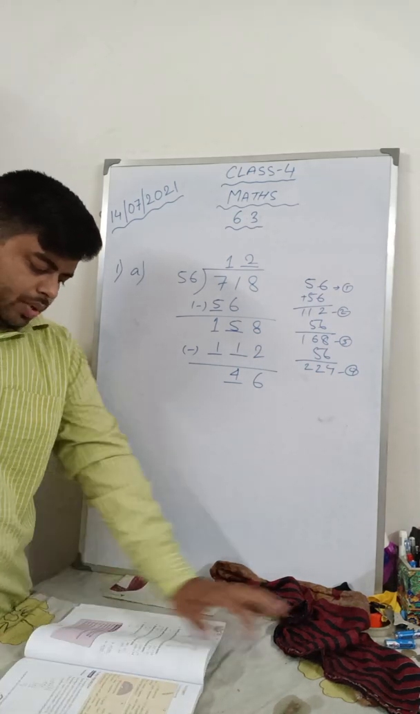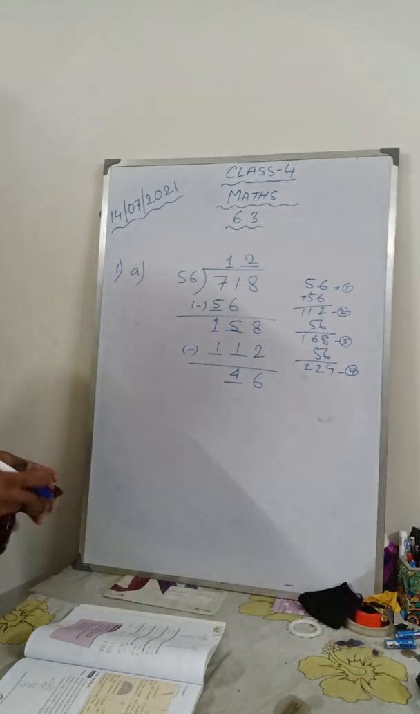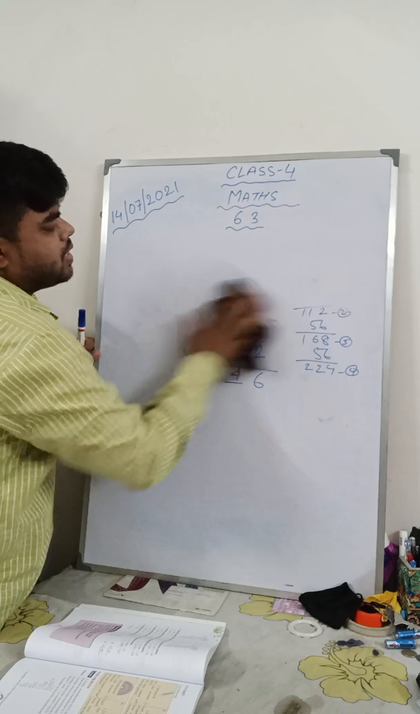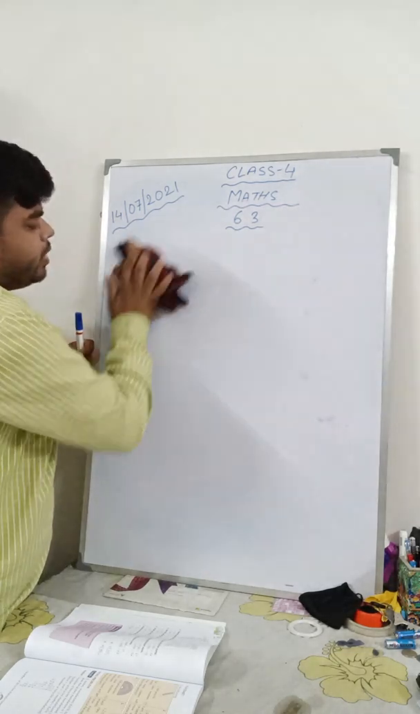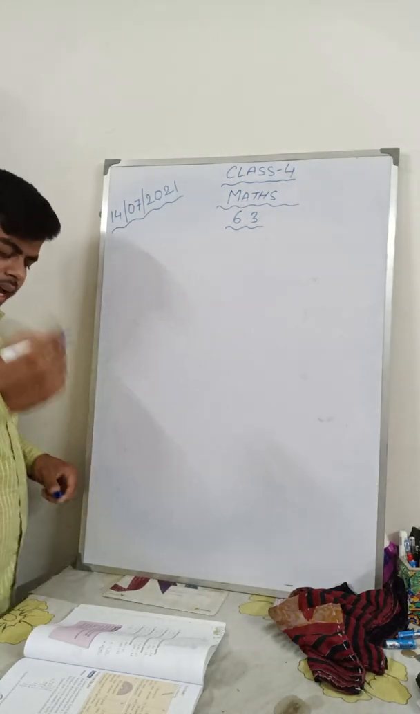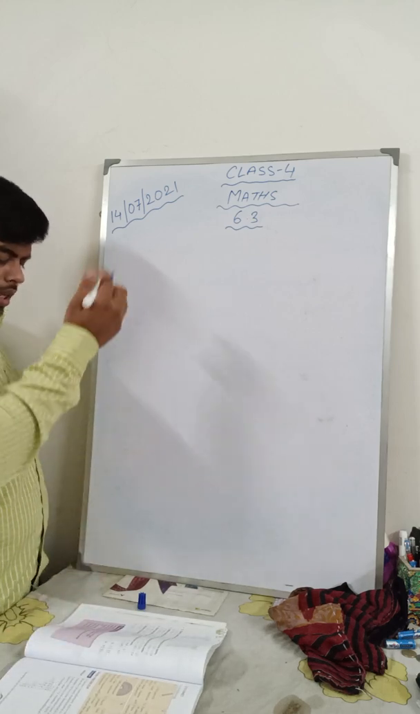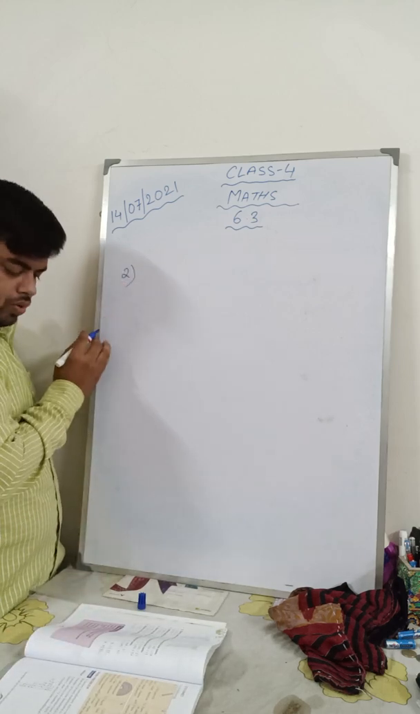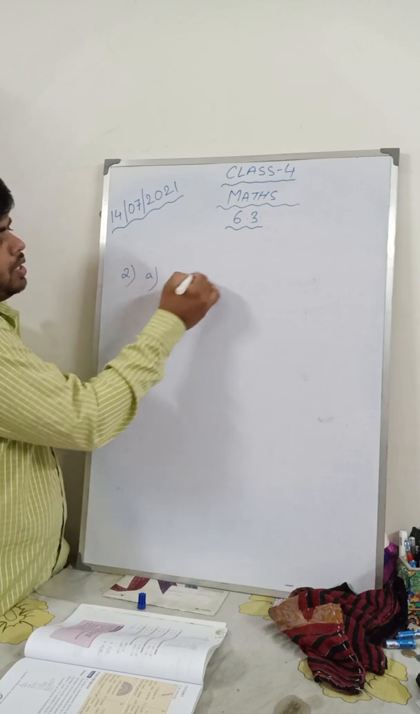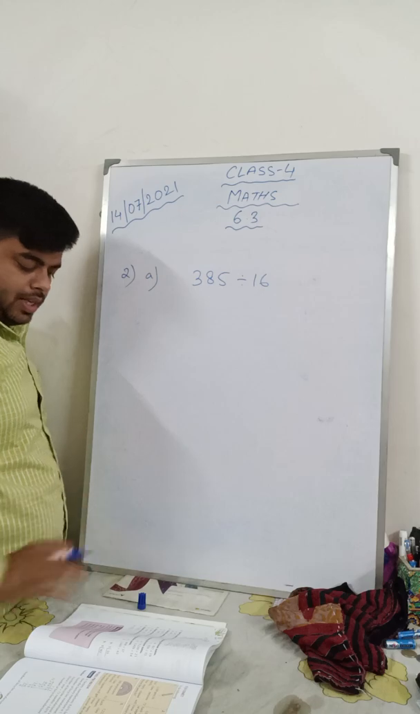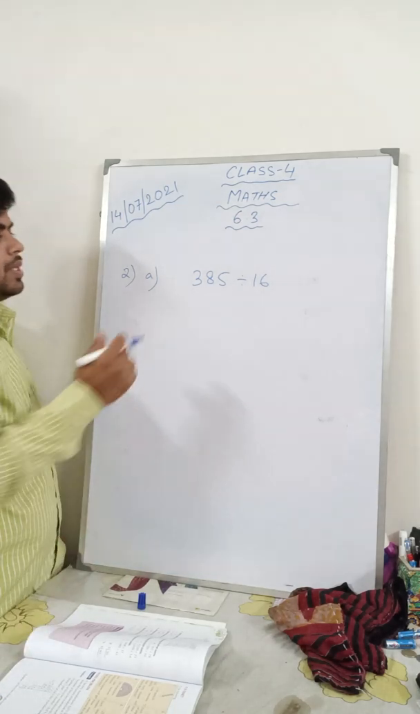Next, question number 2. In question number 2 they have said find the quotient and the remainder of the division sum. It's very simple. You will do division as you have been doing. So find the quotient. Let us do one question, 2A. 385 divided by 16.